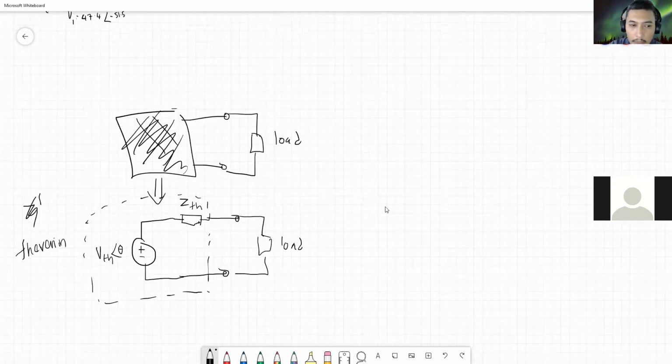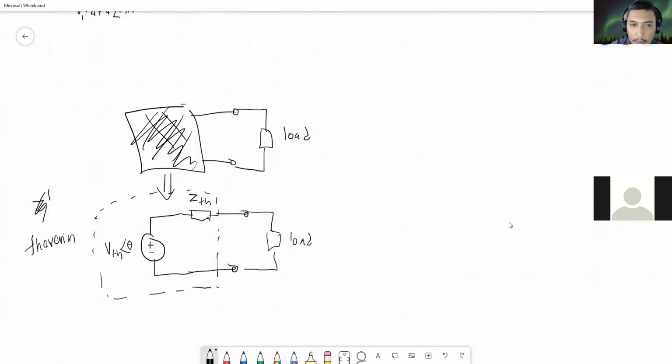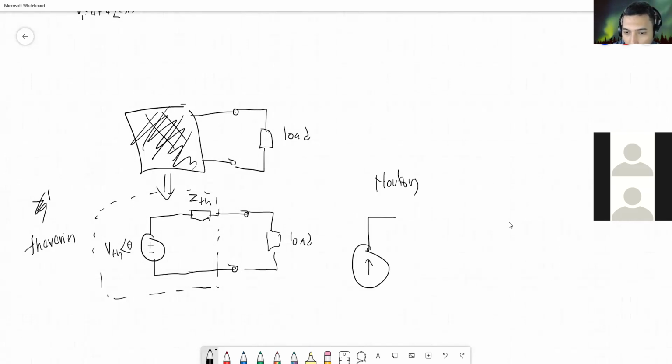Okay, and then another theorem is that we can also represent this black box as a Norton circuit. So you have an AC current IN with an angle of theta, connected in parallel with the impedance Norton ZN, and then the terminal load.